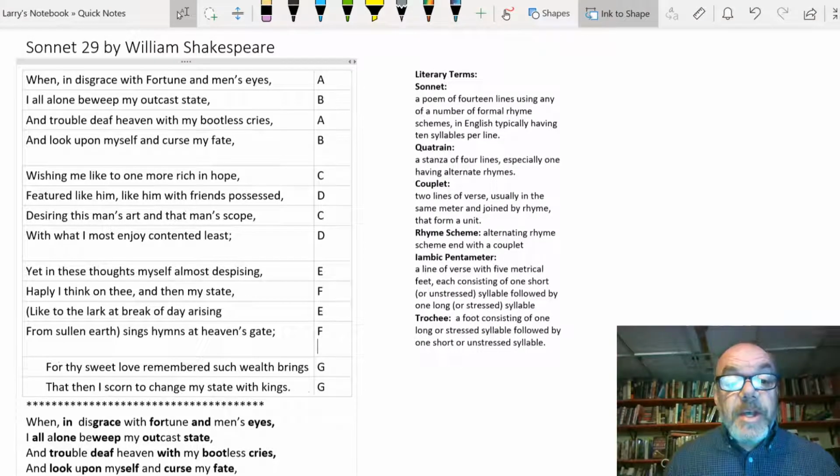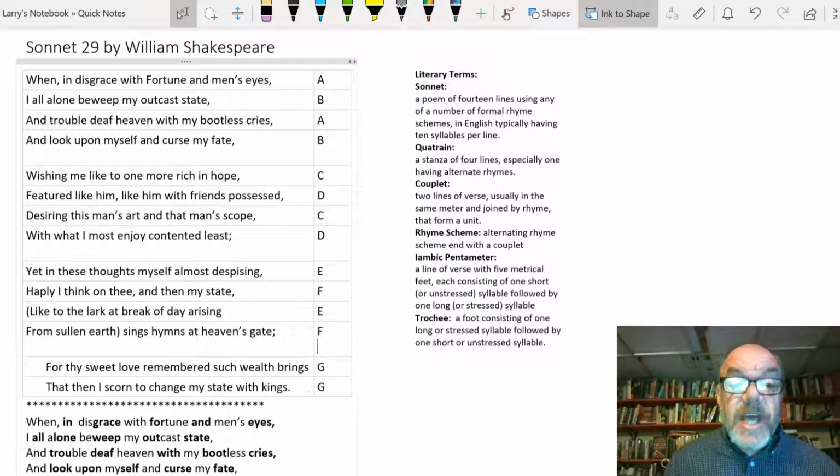And then the next one, featured like him, like him with friends possessed. I wish I had more friends. Once again, we have this pity party going on, or this sadness. I don't want to reduce it, because the speaker truly is depressed, truly is sad, and they're lacking hope. They see themselves as unattractive. They see themselves as without friends. Once again, that outcast, without friends, possessed, reminds us of the outcast in the first quatrain.